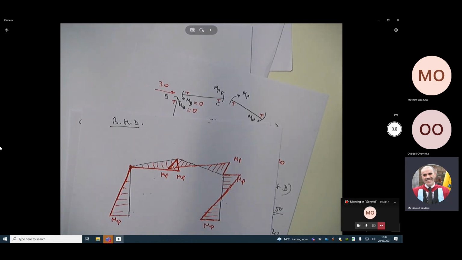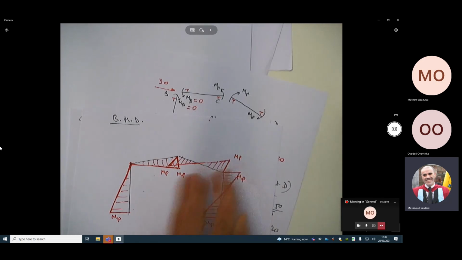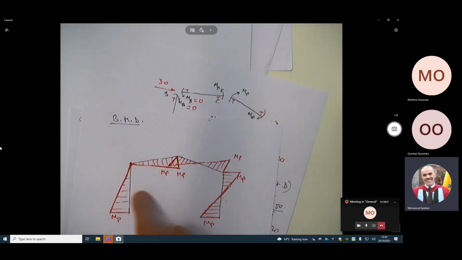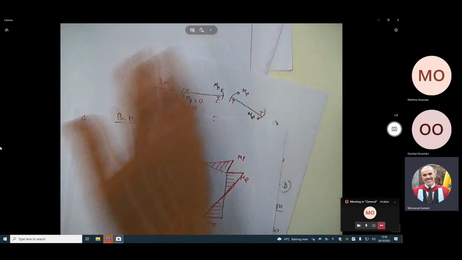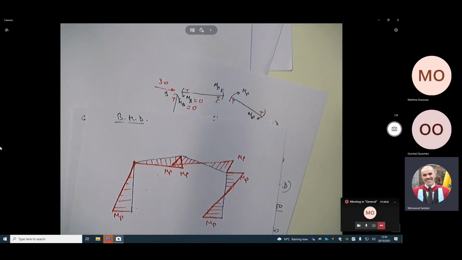If you change the values of H and V for the combined mechanism, you will get a different value of MB here, but the steps are exactly the same. Is that clear? Any questions? Have you got any questions?